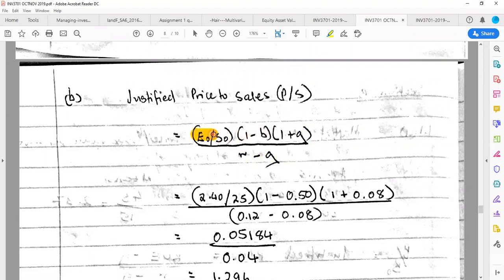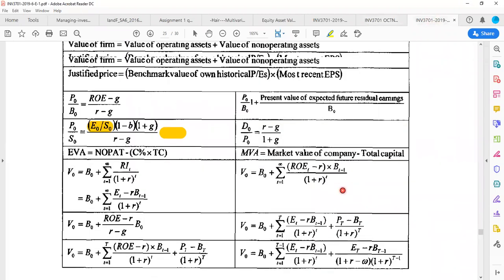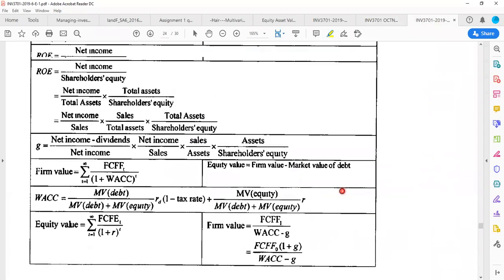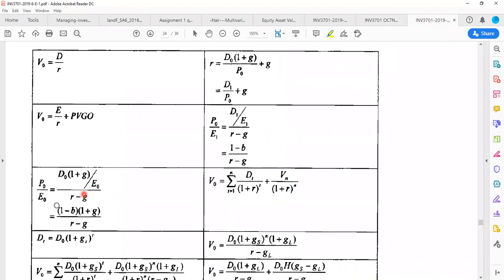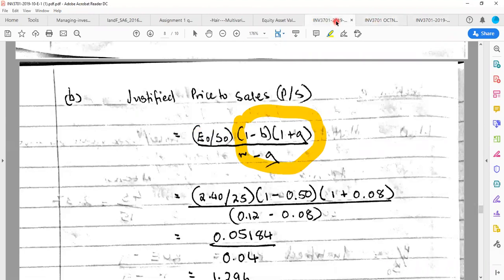This part by itself is the net profit margin. This part, 1 minus B, multiplied by 1 plus G over R minus G, is just the trailing price to earnings. Remember, we came across the trailing price to earnings right here, similar to this trailing price to earnings. So it's a shortcut that can help you in the exam.